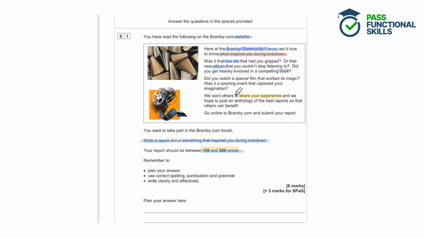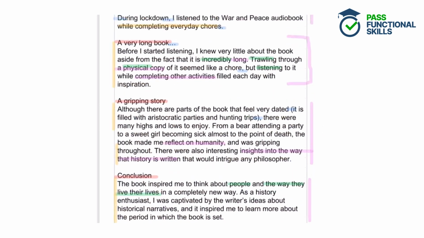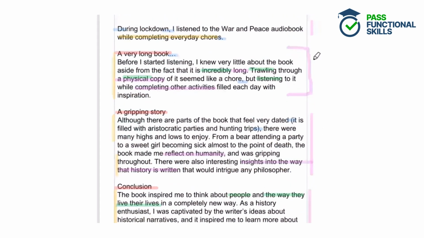So we need to share our experience, that's part of what we need to do. And we want others to benefit from our ideas. So we're going to try and persuade people that the thing that we did was inspiring and they should do it too. So this answer matches up with that purpose really well. The focus is on something that they did during lockdown to inspire them throughout the answer.